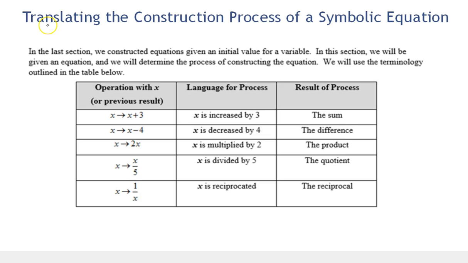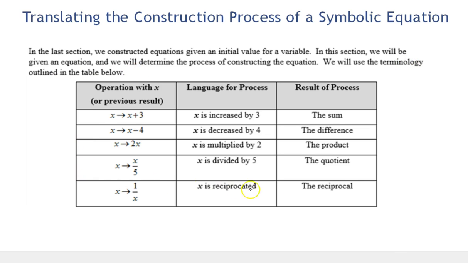In this video, we're going to learn to translate the construction process of a symbolic equation. So in the last section, we constructed equations given an initial value for a variable. In this section, we will be given an equation and we will determine the process of constructing the equation. We will use the terminology outlined in the table below.